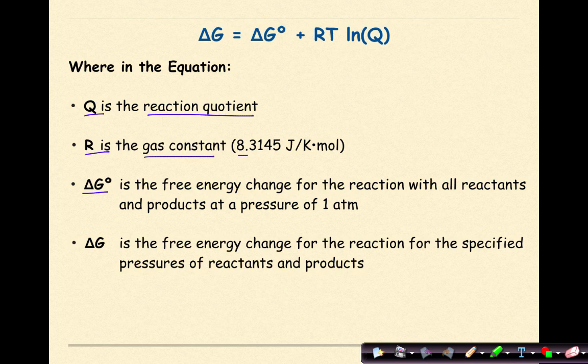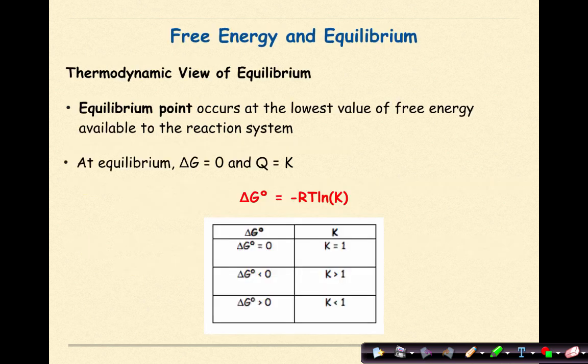Delta G at standard state is the free energy change for the reaction with all reactants and products at a pressure of 1 atmosphere, and delta G is the free energy change for the reaction for the specified pressures of reactants and products. So that is defining all the variables in the equation, which we will be using quite a bit.